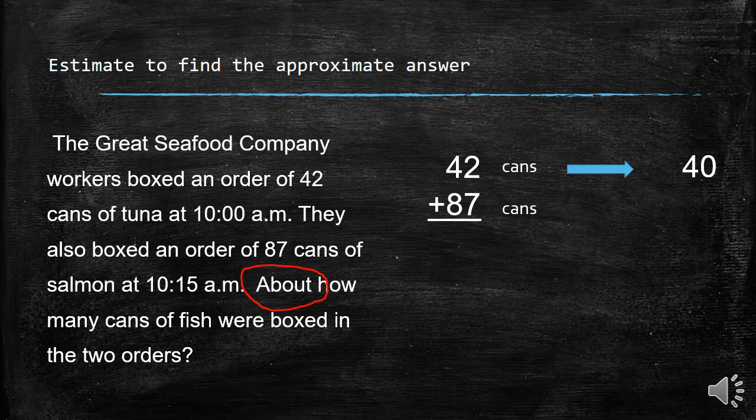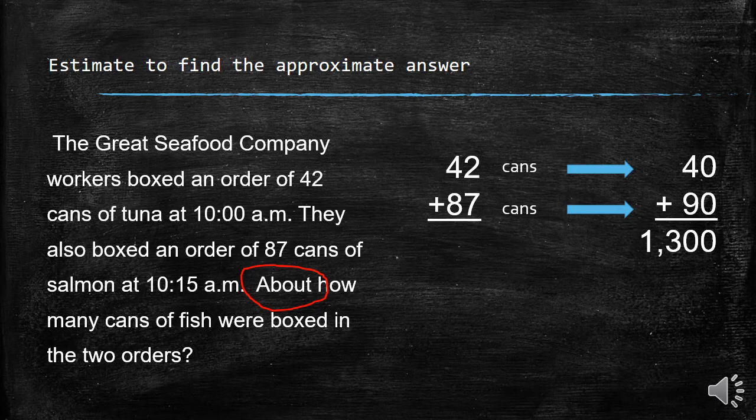87 comes between 80 and 90. However, the 7 tells us that it's closer to 90, so we're going to round that one to 90. Now we're ready to add to find our estimate. 40 plus 90 is equal to 1,300.